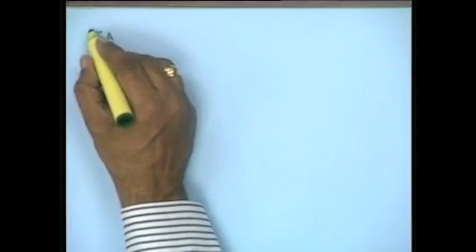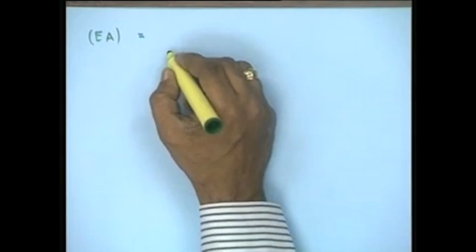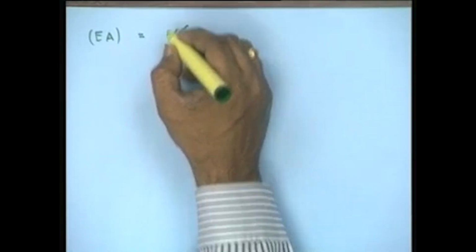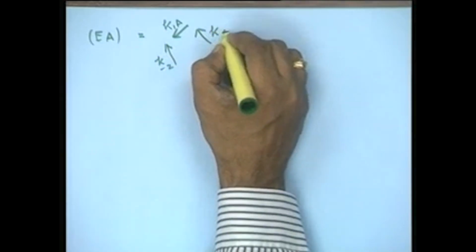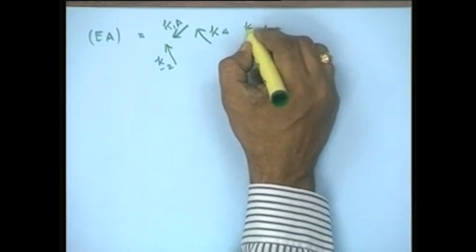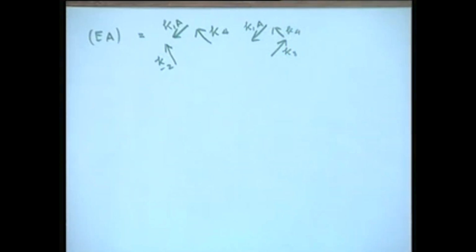The concentration of EA will be given here. If you notice, it will be formed only by two patterns, that is K1 A, K minus 2 and K4, and K1 A, K3 and K4. These are the only two patterns which will lead to synthesis of EA and none other, because in all other patterns there will be no reversible step.